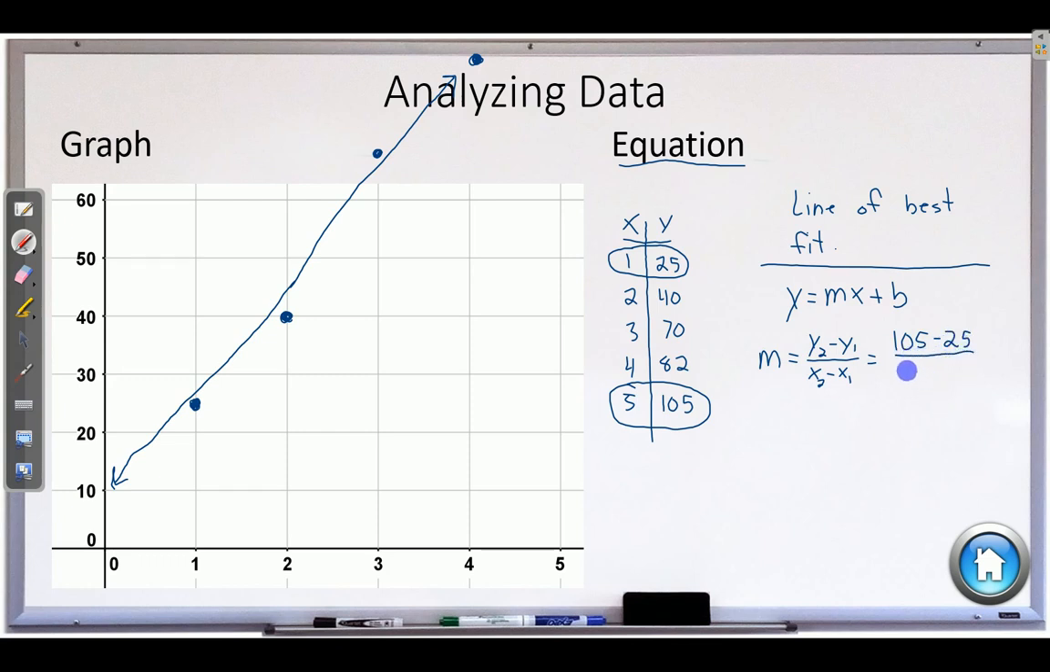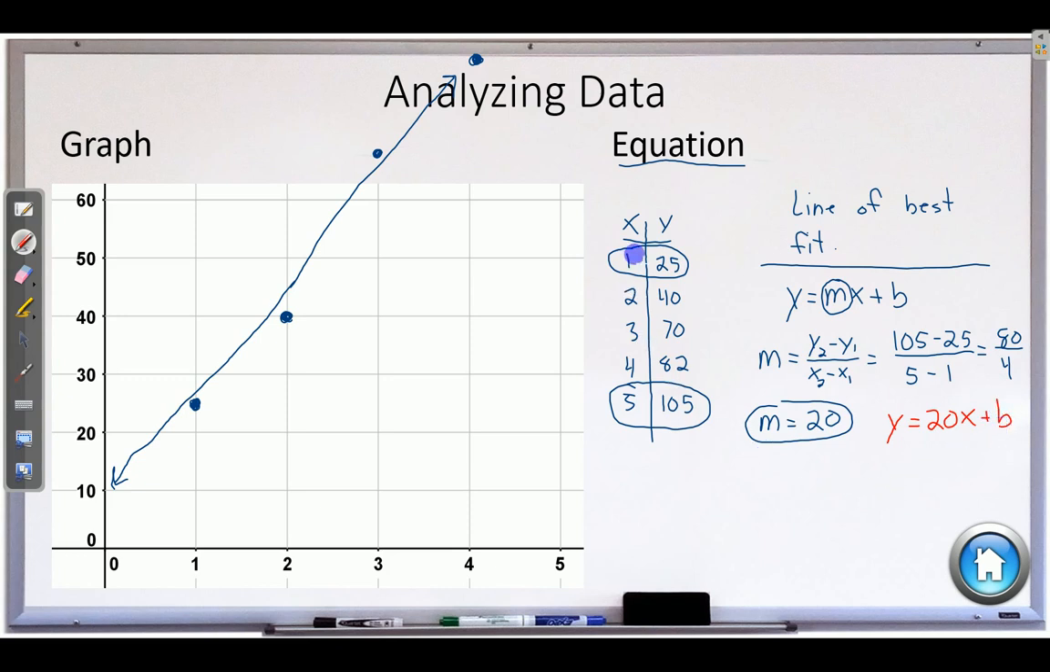And on the bottom, we get 5 minus 1. So we subtract them. On the bottom, we get 4. And on the top, we get 80. And 80 divided by 4 is 20. So we have our slope is 20. That is going to come up right here. So we basically have part of our equation already done. We have y is equal to 20x, but we don't know the b, so we need the y-intercept.